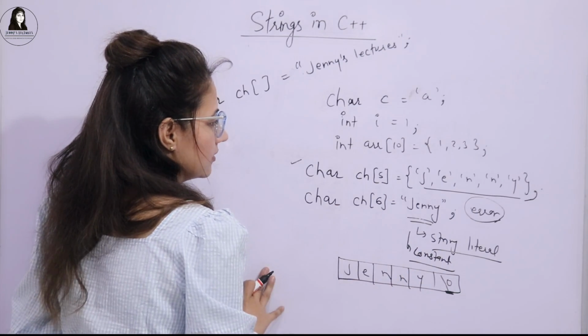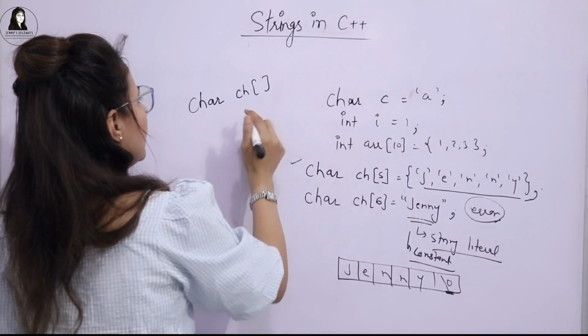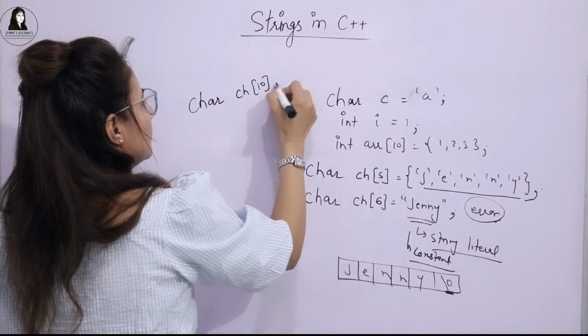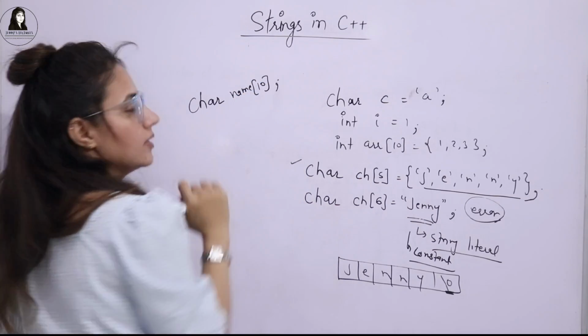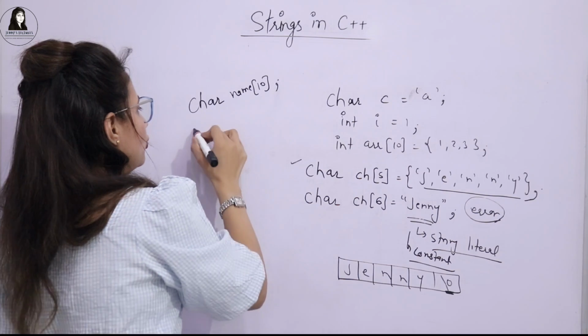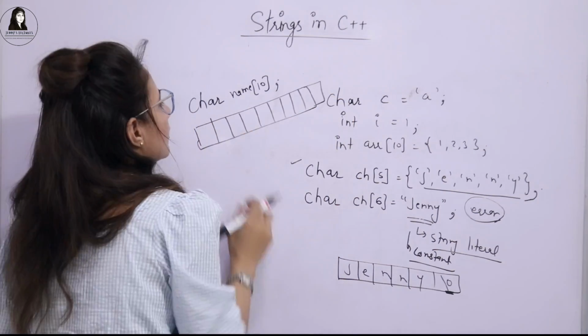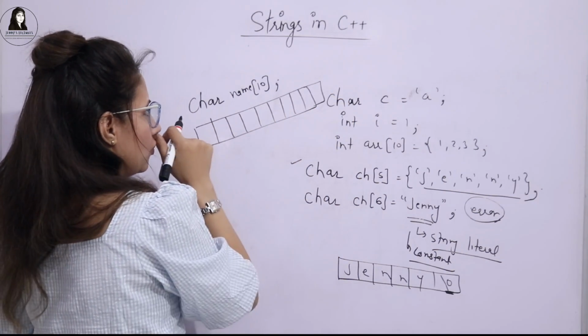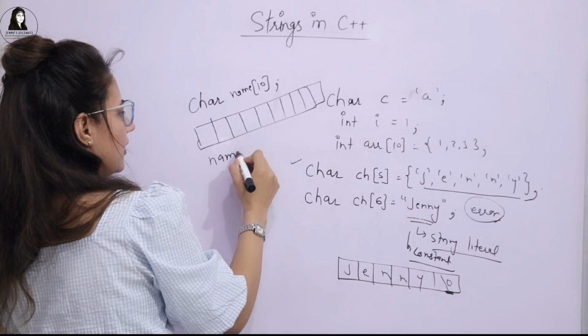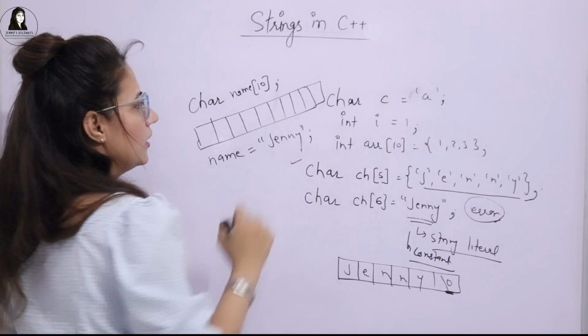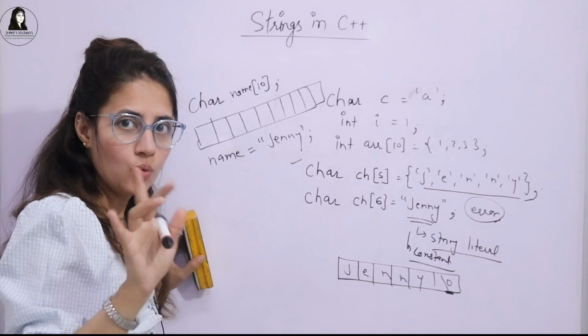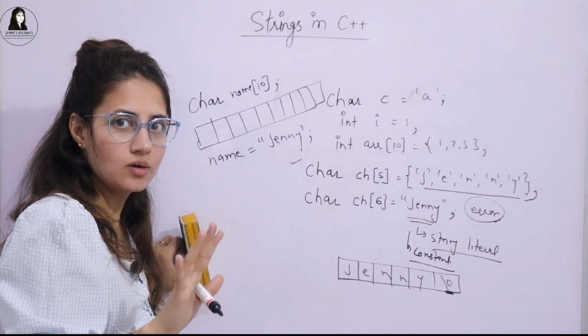Because 1 is for the null character, the last one. And if I write something like char name[10], in memory I have 10 characters I can store, right? And after that, if I write something like name = "Jenny", will it work? No. In C, it will not work.